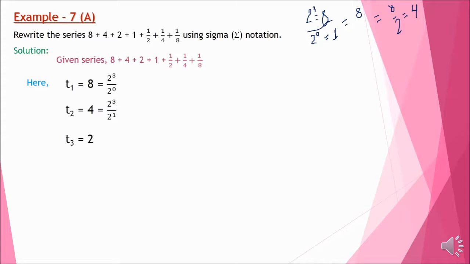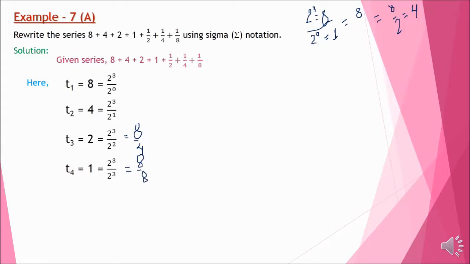Similarly, T3 is 2, which can be written as 2 to the power 3 upon 2 to the power 2. Now 2 to the power 3 is 8 and 2 squared is 4, so 8 divided by 4 is 2. Next, T4 is equal to 1, which is 2 to the power 3 upon 2 to the power 3. That's 8 upon 8, which is 1.